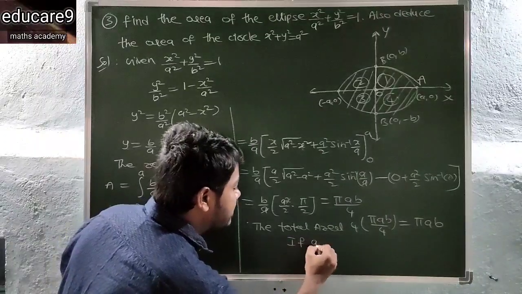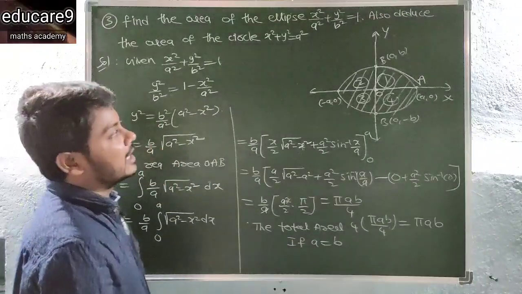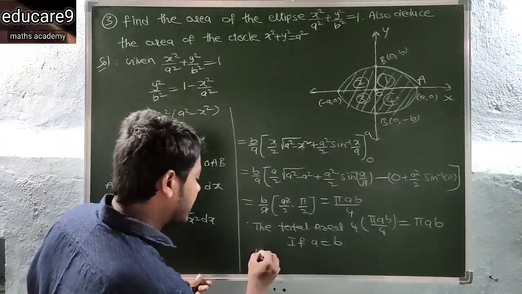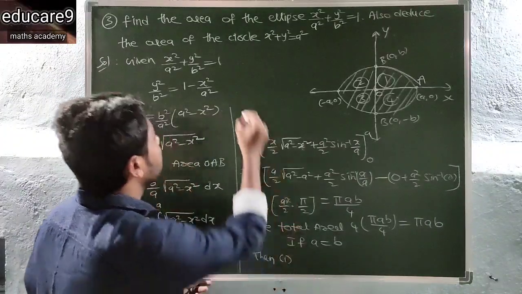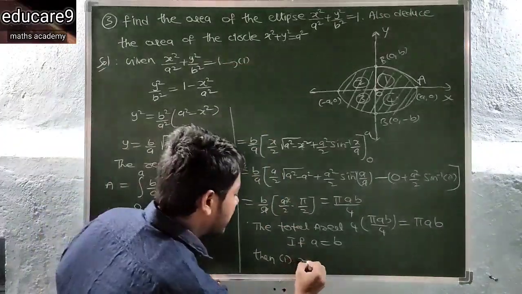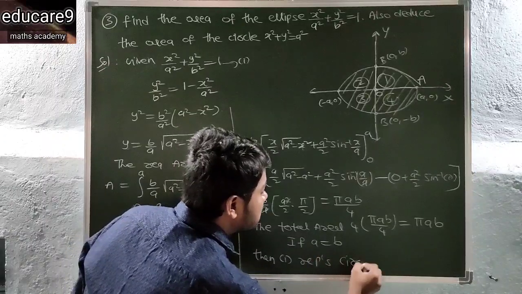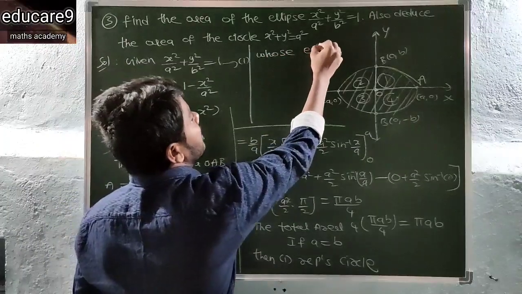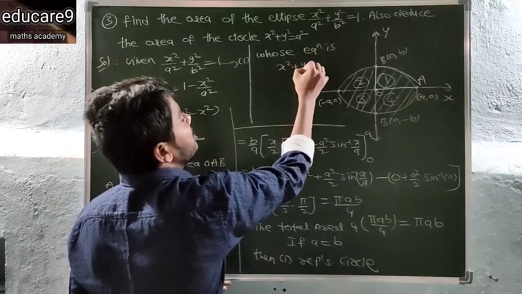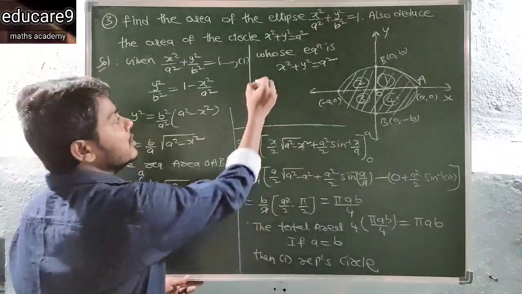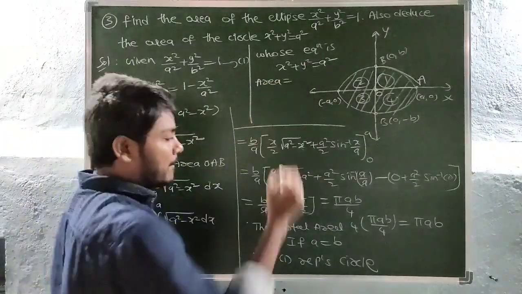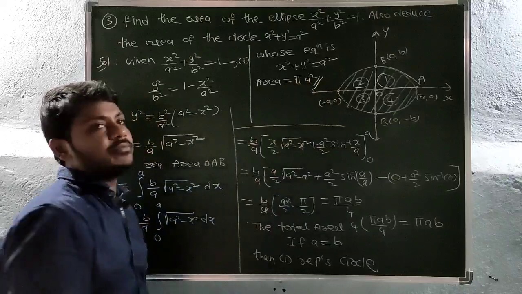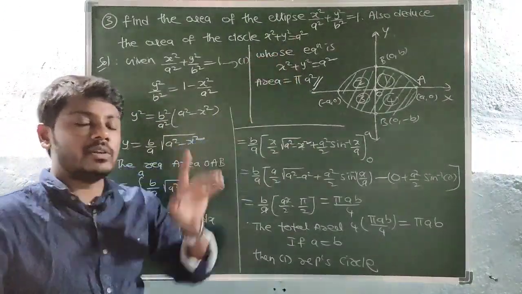If a is equals to b, then clearly this ellipse represents a circle. Then equation 1, so this one represents a circle whose equation is x square plus y square is equals to a square. Therefore area is pi ab. Here a is equals to b, so pi a square. This is the area of the circle x square plus y square equal to a square.